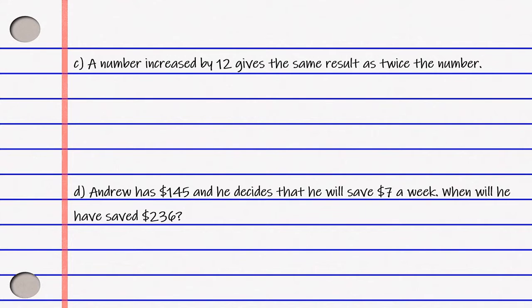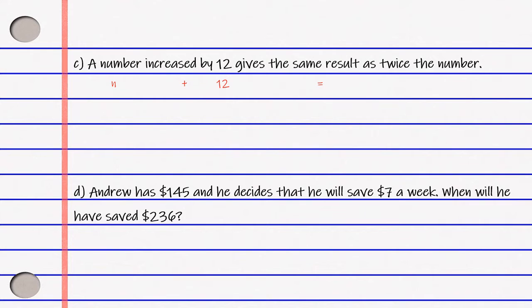So a number increased by 12. So we have some number, we can use n. Like I said, it doesn't matter what variable you use. Increased by. So when I think of increasing something, I'm adding to it. So a number n increased by, so plus 12. Then we have gives the same result as. So that's a whole lot of words. Gives the same result as, that just means equals.